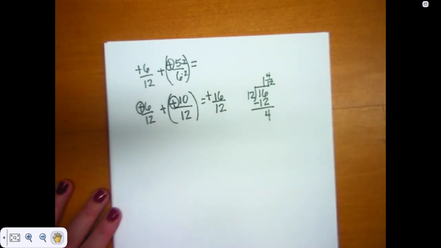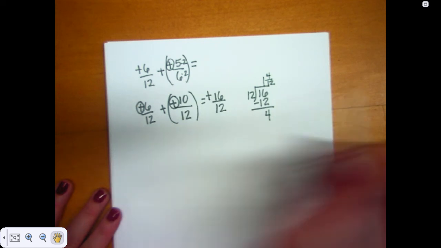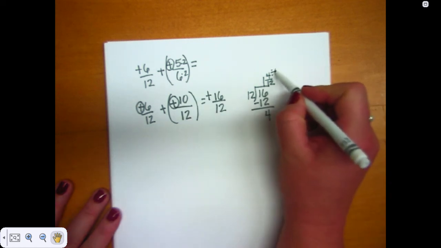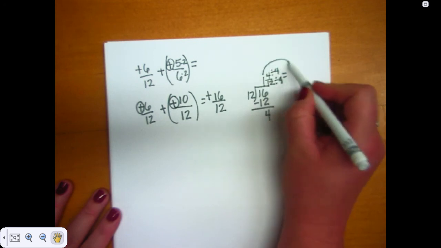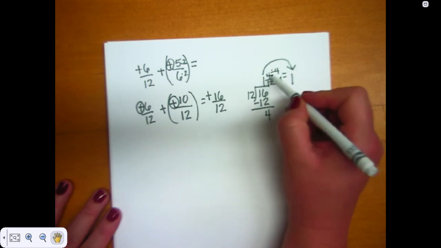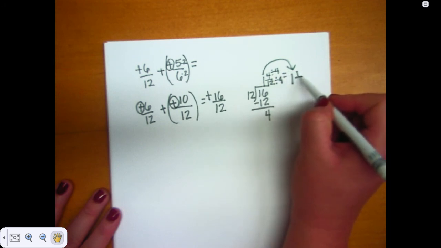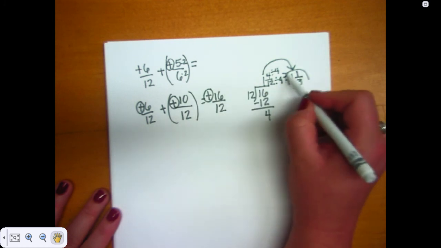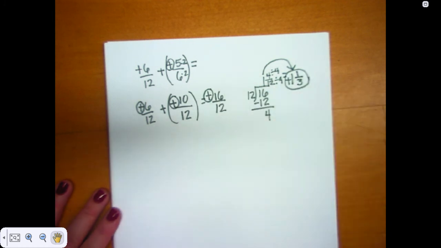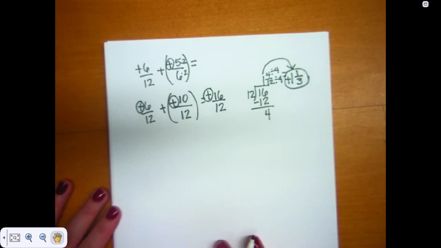I know that 4/12 can be reduced by 4. So reduce top and bottom by 4. Bring your whole number over. 4 divided by 4 is 1, and 12 divided by 4 is 3, and my sign was positive, so my sign stays positive. So positive 1 1/3 is your final answer. Let's try another one.